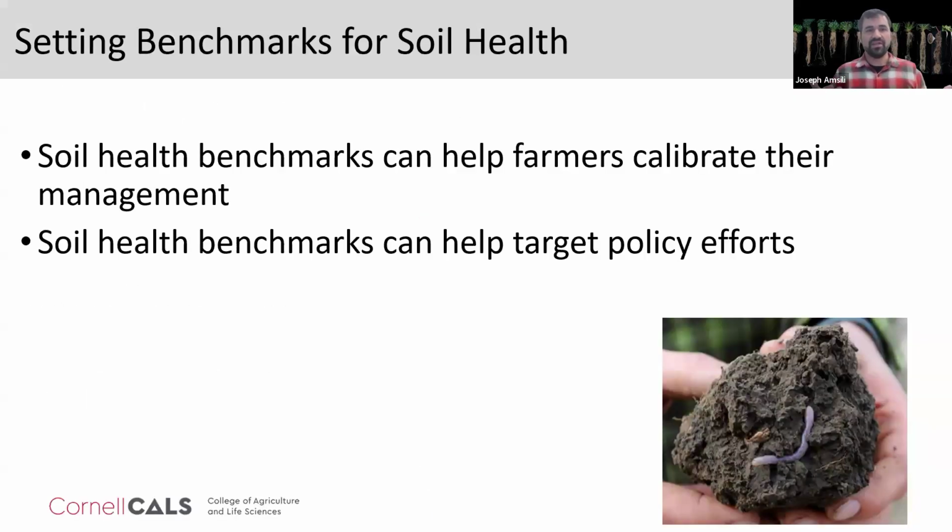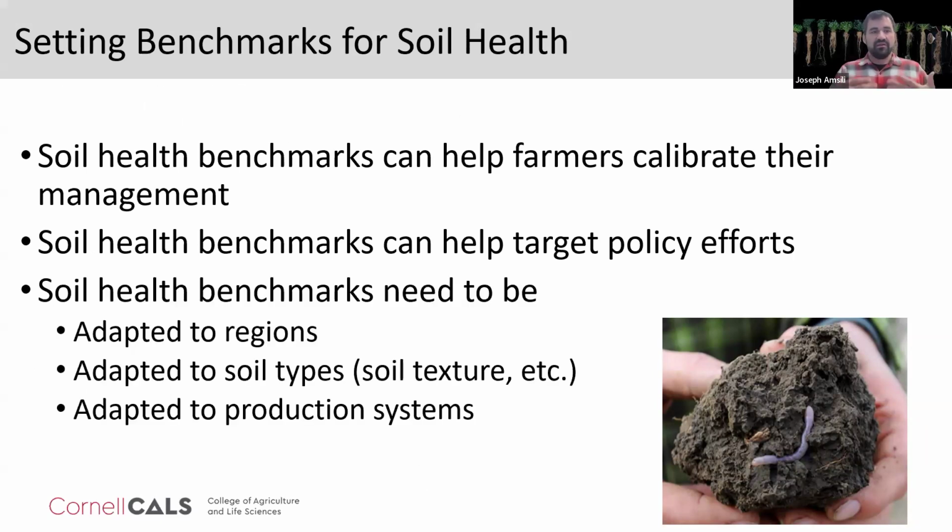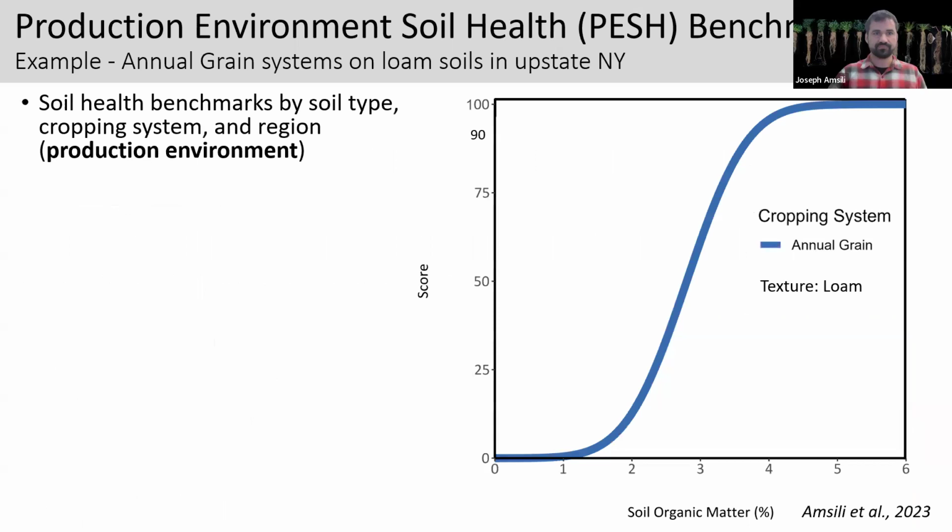And as Harold mentioned, these benchmarks can be really useful for helping farmers calibrate their management. They can help target policy efforts, but according to our research, they really need to be adapted to regions, soil types, and different production systems, so they can be as useful and realistic to the farming community. So here's an example of our framework, these production environment soil health benchmarks.